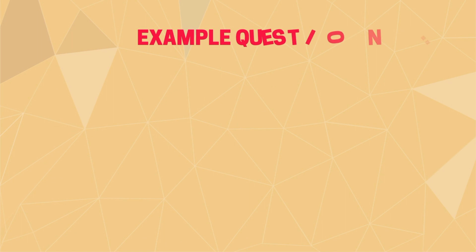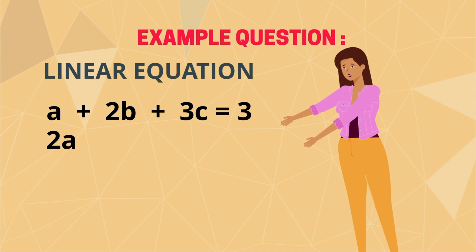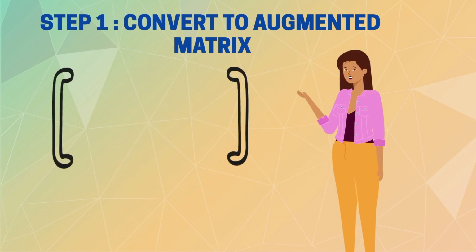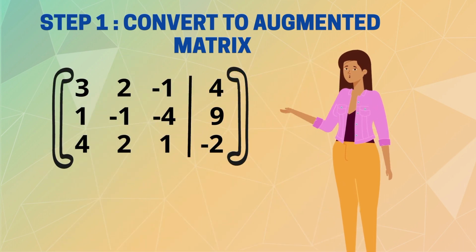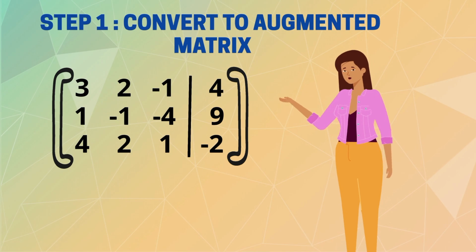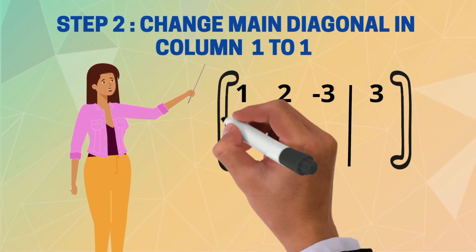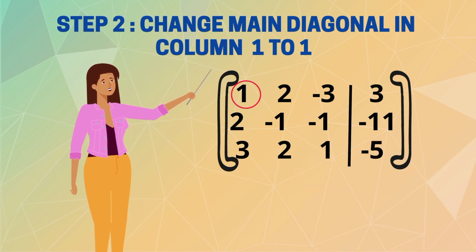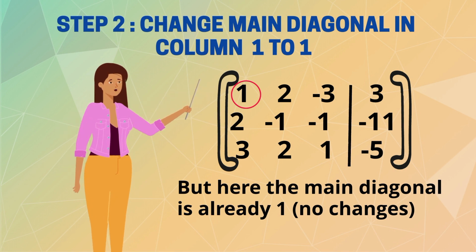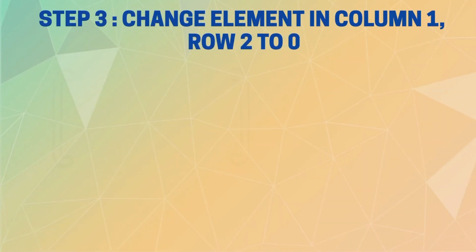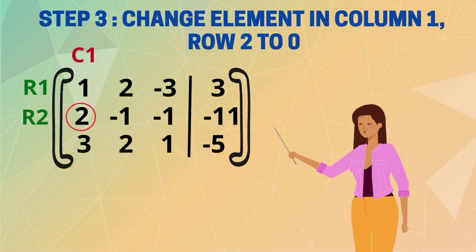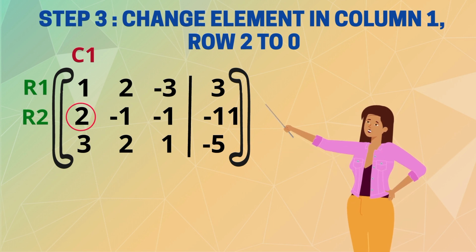Let's look at an example question. So now we're going to solve this linear equation by using the Gaussian elimination method. The first step is to change the linear equation to an augmented matrix. The second step is to change the element in column 1, row 1 to 1. But here, since the element is already 1, no changes. Step 3. Change the element in column 1, row 2 to 0. So, here we are going to change number 2 to 0.